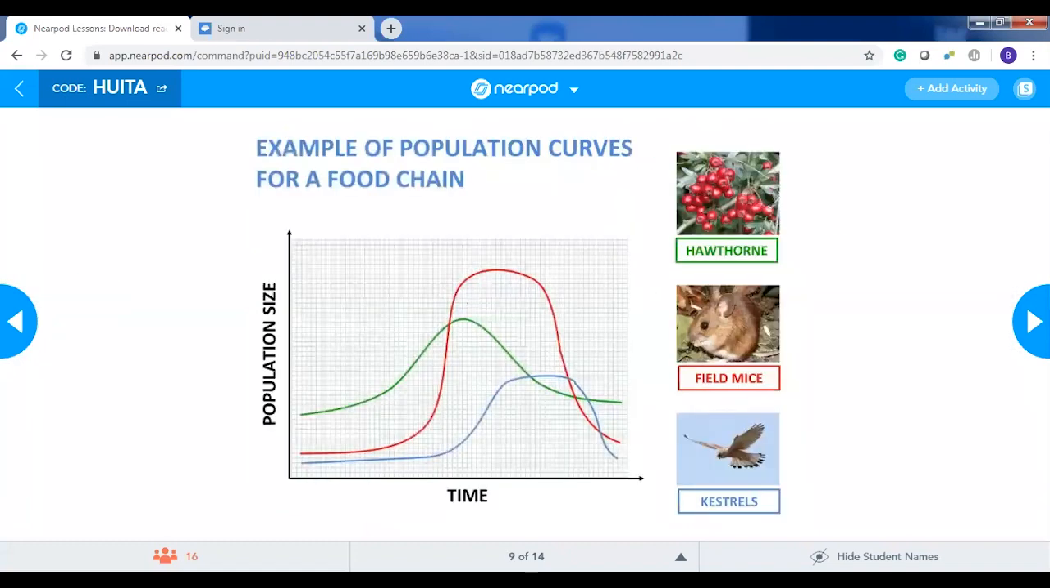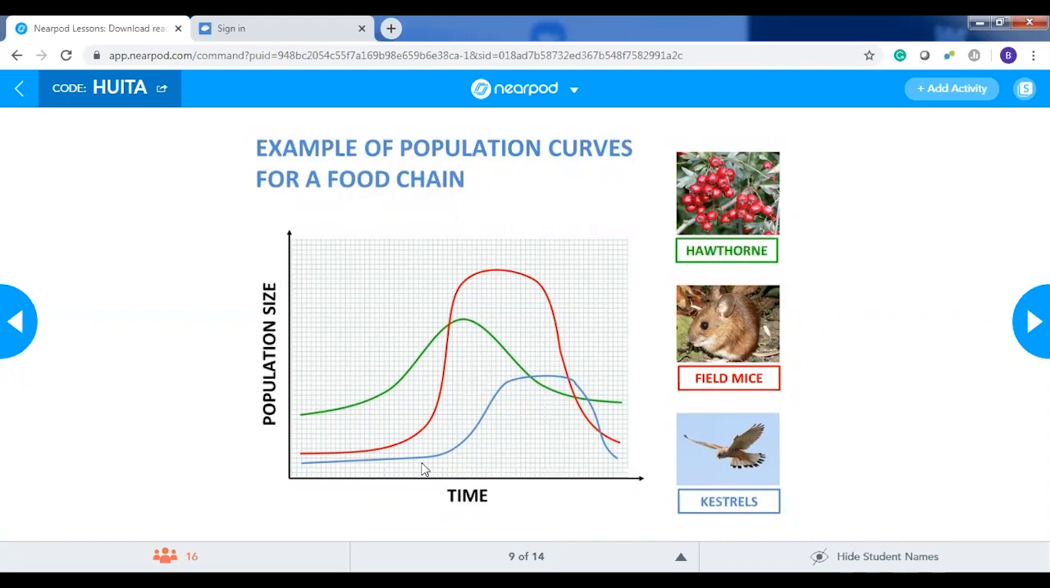Now, how are these population curves on the graph of population found in a food chain? So here we have 3 organisms: the hawthorn, which is a producer; the field mice, which is a consumer, or let's say a herbivore, which feeds on the hawthorn; and the kestrels, which is a consumer, a carnivore, which feeds on field mice. The green one represents the producer. This red one represents the field mice, and in blue color we have the kestrels, or the tertiary consumer.